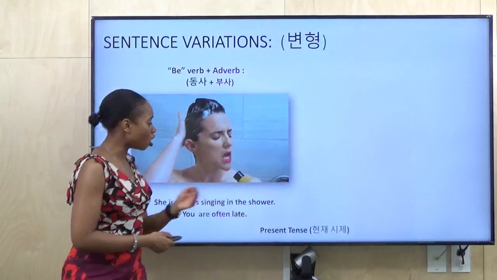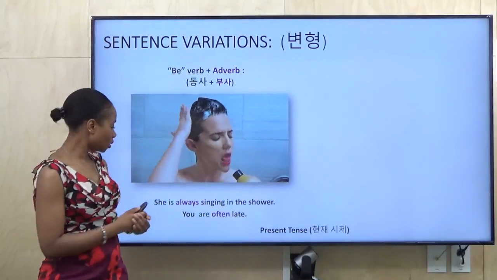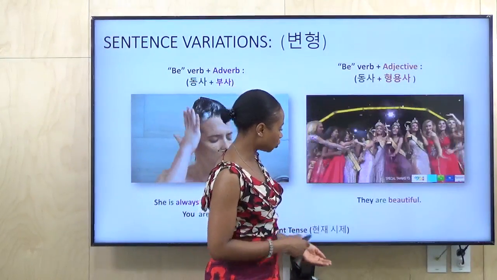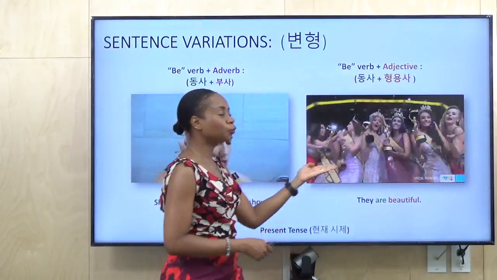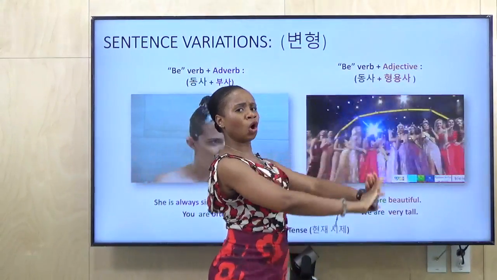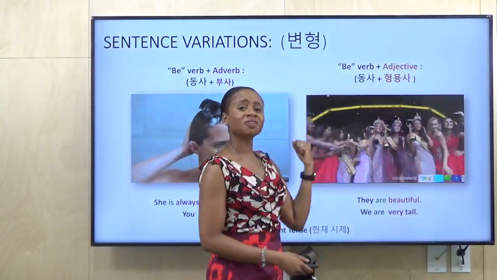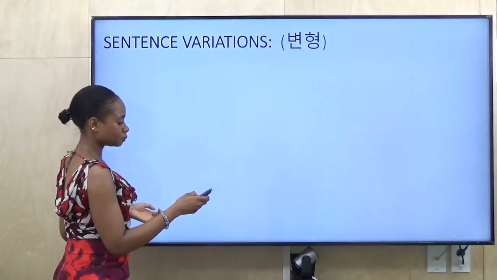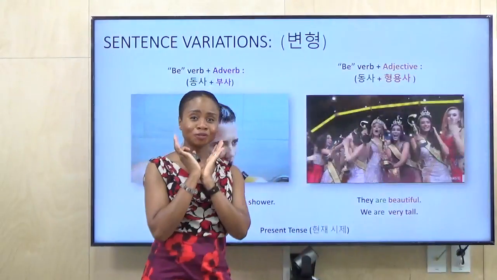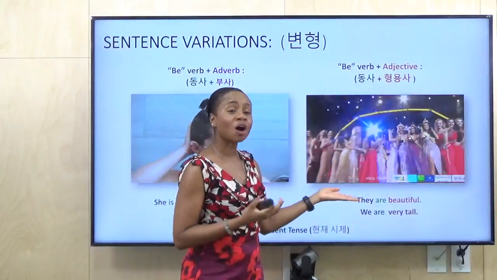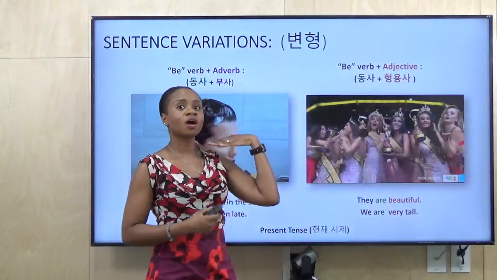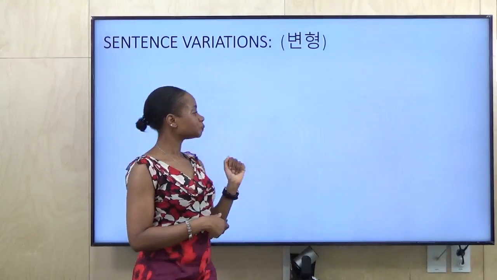Okay, you are often late. Adverb, often. Be verb, are. Verb and adjective. Ooh, let's look over here. They are beautiful. So they is plural. We are very tall. So they are models, very, very tall. Okay. Let me show you the adjectives. Okay, so adjective is beautiful. Describes they. How are they looking? They are beautiful. Adjective, very tall. So they are, how do they look? They are very tall.